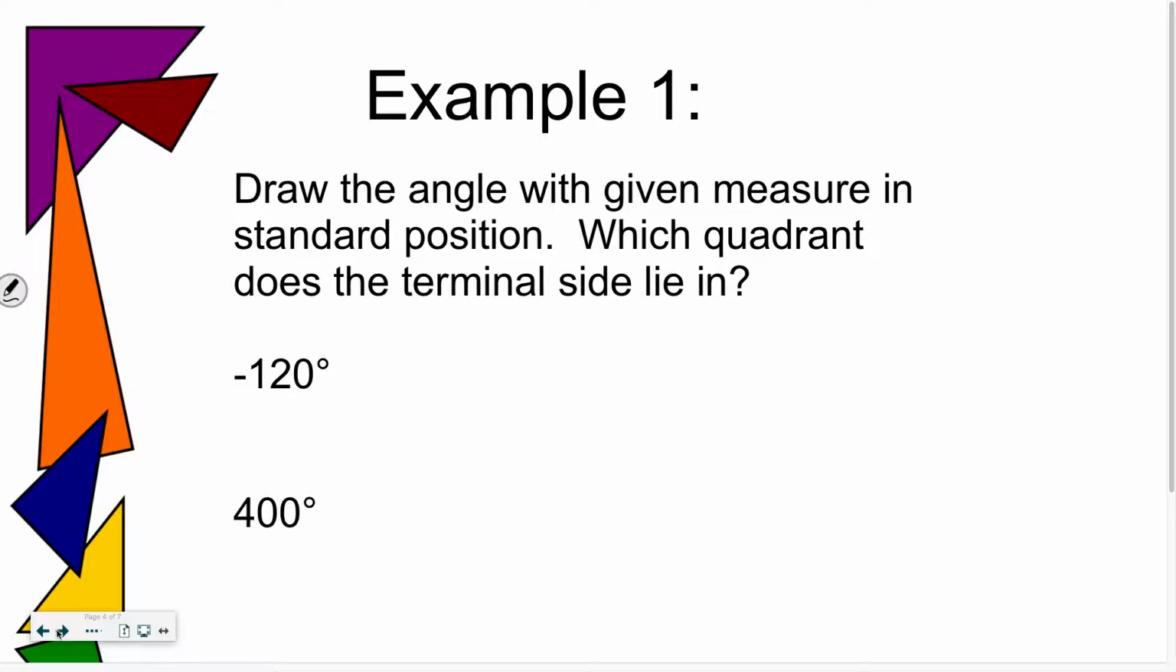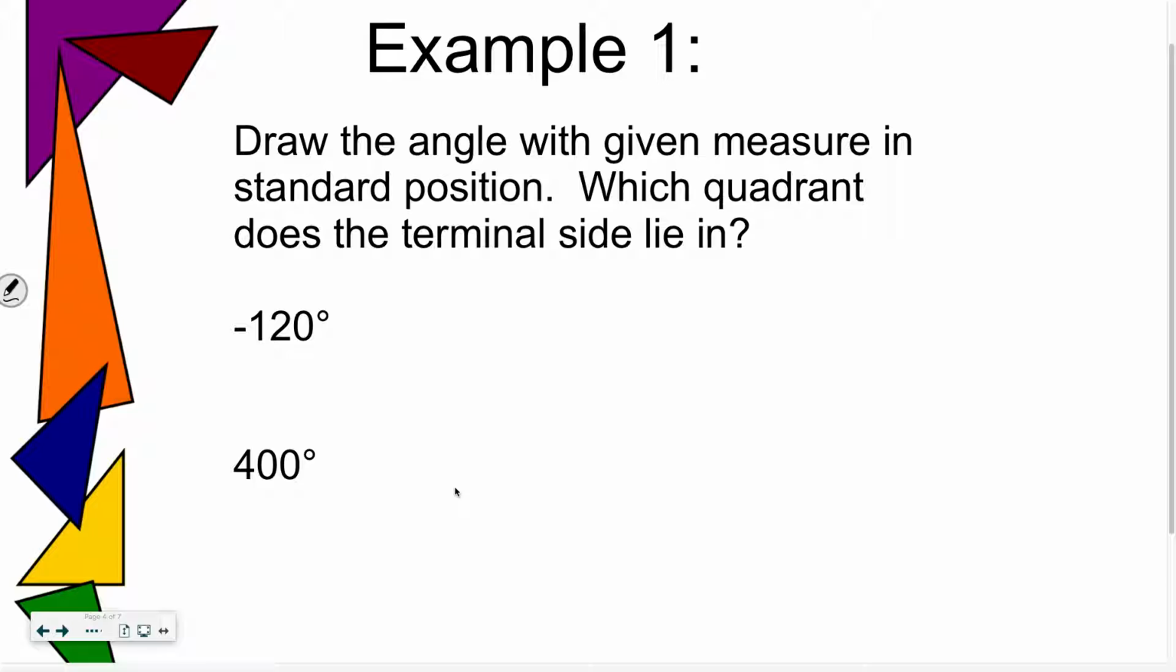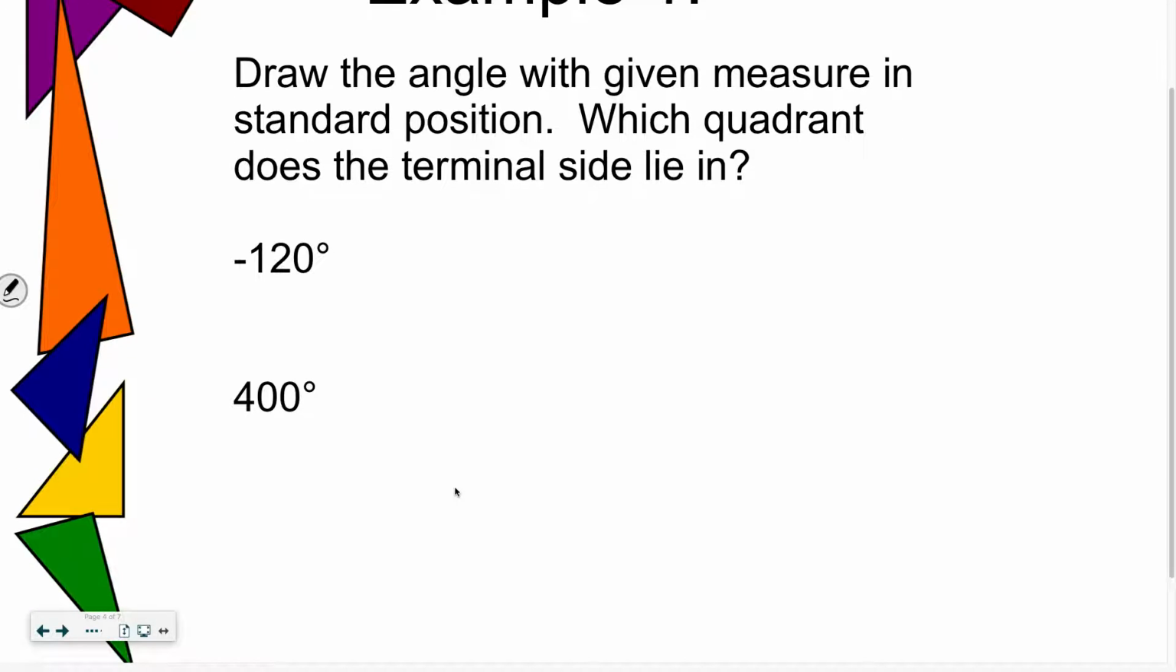Okay, so this is our first example. Some things that you'll be asked to do on your homework include drawing an angle, so like sketch an angle. I'll show you what I would like to see for your angle sketch. And then it will also ask you which quadrant your terminal side is in. That's going to be important later on in our chapter. Okay, so let's look at negative 120.